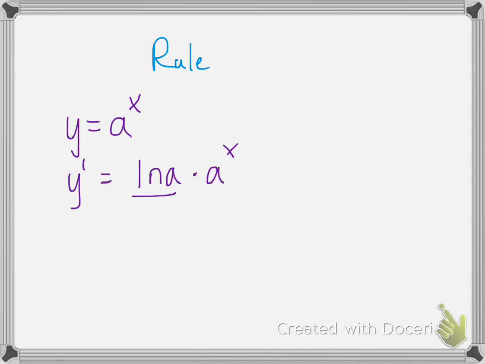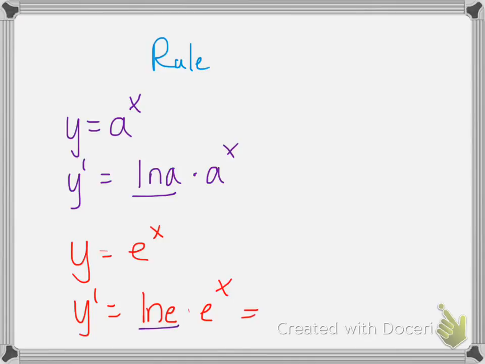Now, there's actually two rules, and the second one is y equals e to the x. It's basically just an extension of this rule. e to the x is an exponential function because e is a number, and if I find the derivative of e to the x, if I do it like the rule up there says, then I would do natural log of e times e to the x. But here's where it's important.